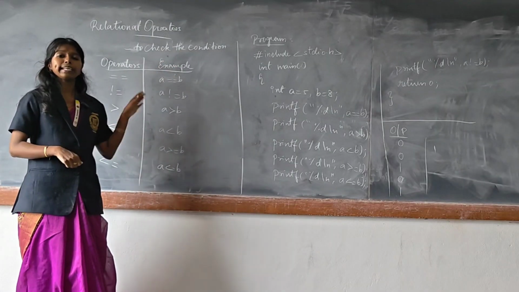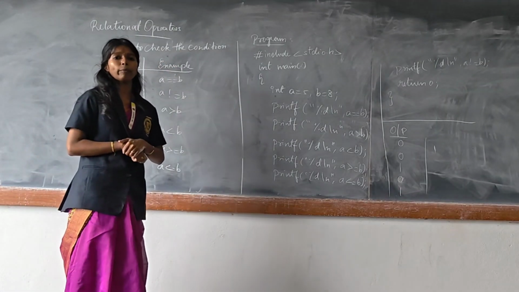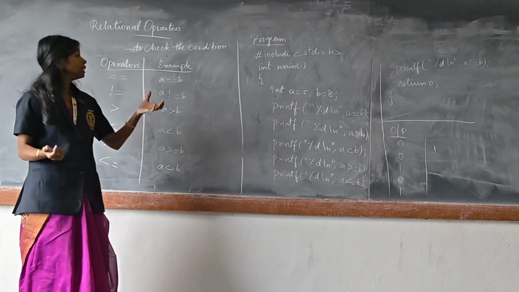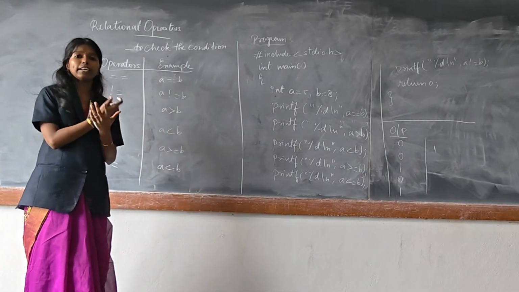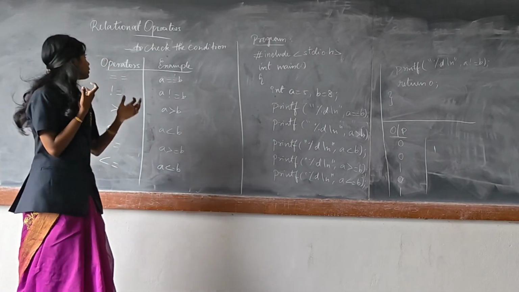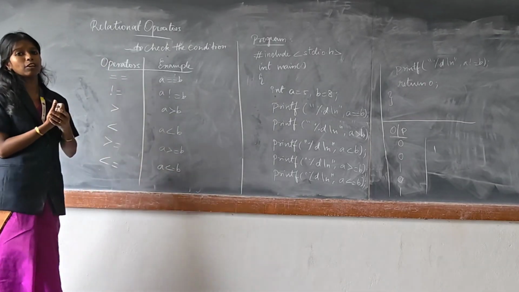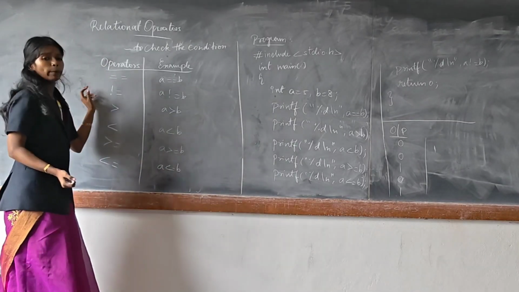Now we are going to see relational operators. A relational operator is used to check a condition. If the relation is true, it returns the value 1. If the relation is false, it returns the value 0. That is what is called a relational operator. In this we have a few operators.